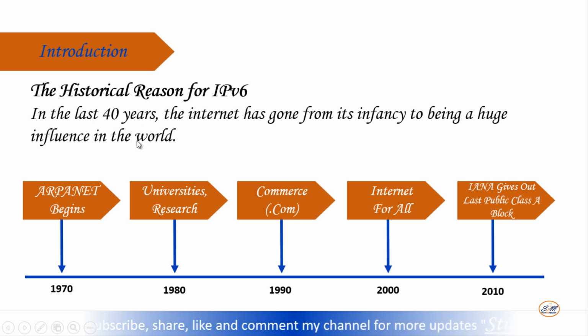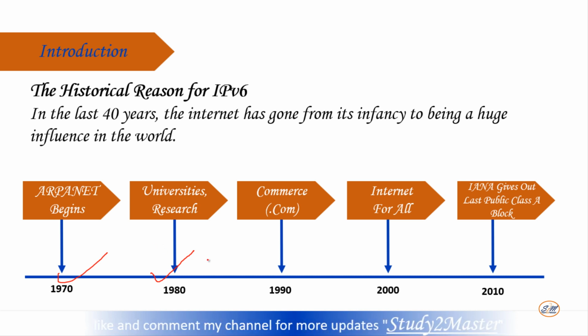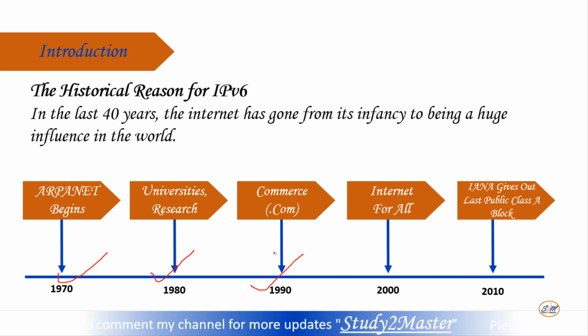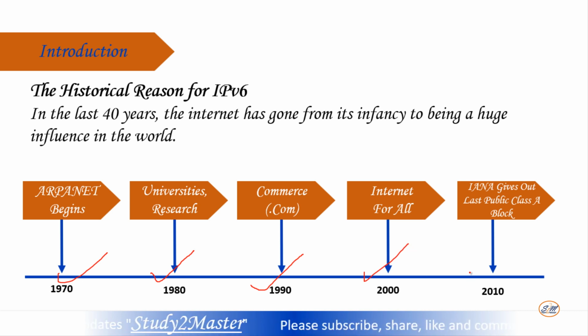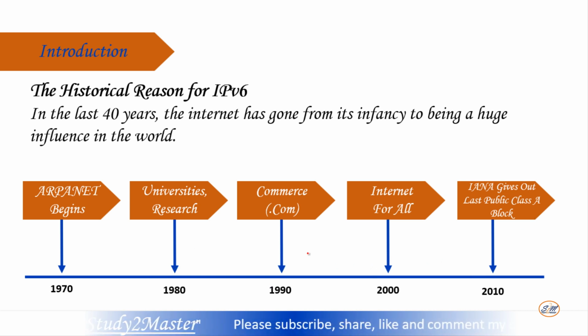So this diagram shows the evolution from IP version 4 to IP version 6. With IP version 6, we have lots of space. In 1970, ARPANET started, and in 1980, the universities joined the ARPANET. In 1990, commerce started on the internet, allowing businesses to sell their goods and services online. In 2000, the internet was for all, but in 2010, IANA gave out the last public class A blocks.